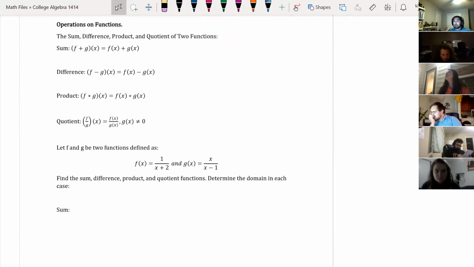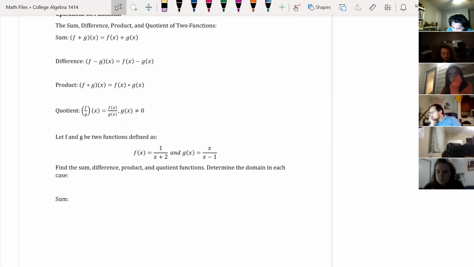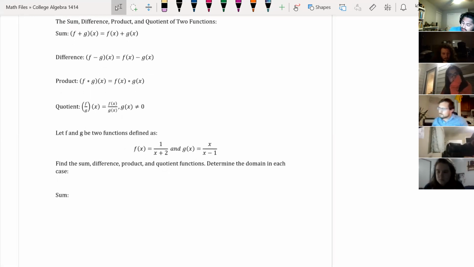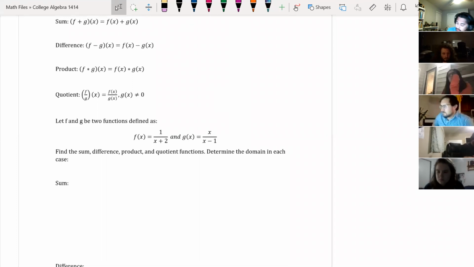All right, last one, guys. Operations on functions. We are going to take these two fractions and add them, subtract them, multiply them, and divide them. As you see there, the sum, difference, product, and quotient. So let's go ahead and just practice these operations down below. We want to find the sum, difference, product, and quotient functions and determine the domain in each case.